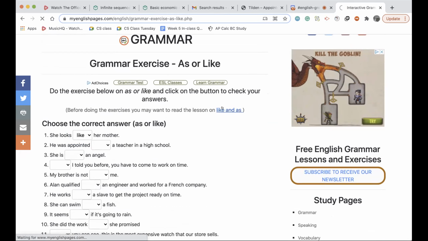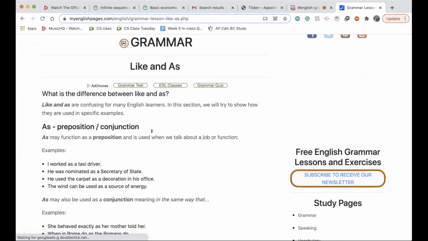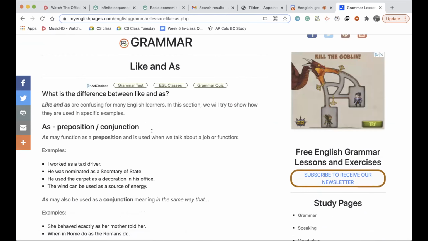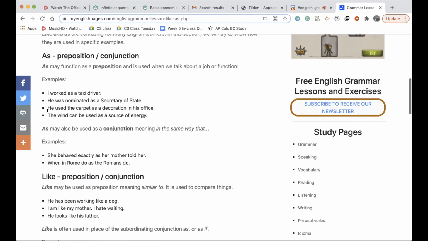Actually, there's a lesson here. What is the difference between like and as? Like and as are confusing for many English learners. In this section, we'll try to show how they are used in specific examples. So as is a preposition or conjunction. It can function as a preposition and is used when talking about a job or function. So for example, I worked as a taxi driver. He was nominated as Secretary of State. He used the carpet as a decoration.